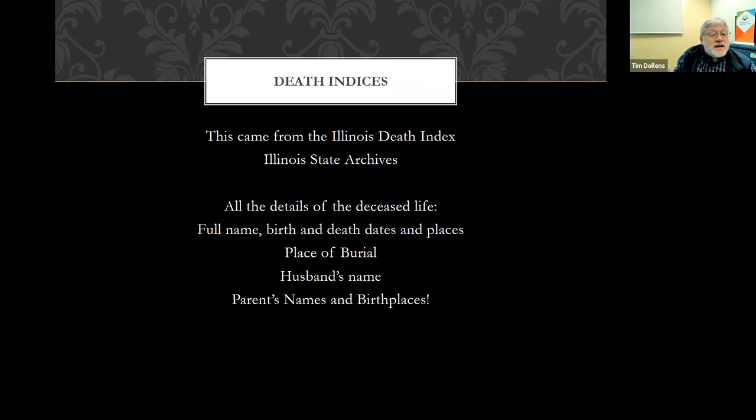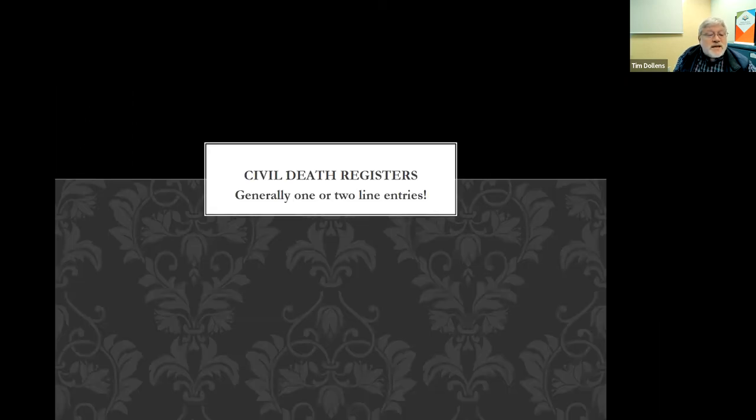Death indices, again, place of burial, spouses' names, and then parents' names, and sometimes their birthplaces. Iowa has a wonderful record source on theirs. It includes every time a person has, even the census records, if a person's living, it tells their parents' names, including their mother's maiden names. Okay, civil death registries.